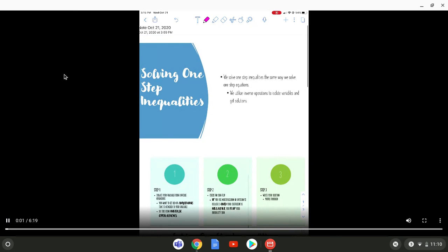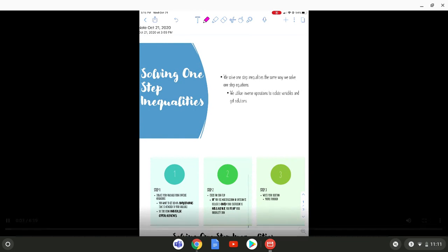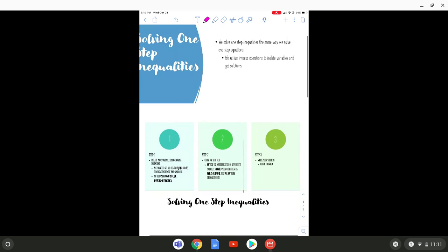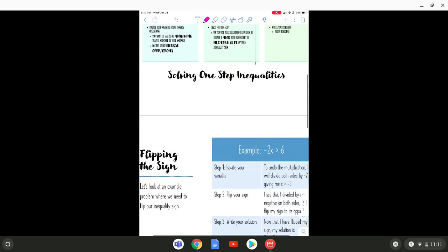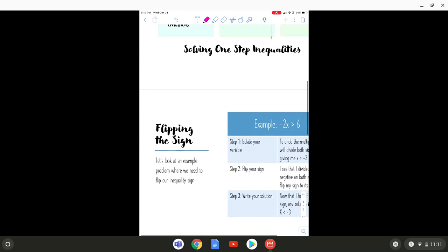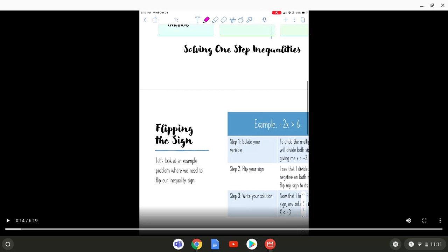Hey guys, so today we're doing one-step inequalities. It is important to realize that we solve one-step inequalities the same way we solve one-step equations. So we're just using inverse operations to isolate our variable.